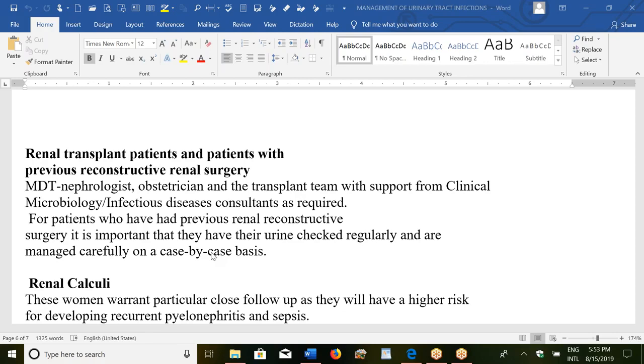Multidisciplinary team should review them. Who should be on the team? Nephrologist, obstetrician, and the transplant team with support from clinical microbiology or infectious diseases consultants as required. For patients who have had previous renal reconstructive surgery, it is important that they have their urine checked regularly and they are managed carefully on a case-by-case basis.